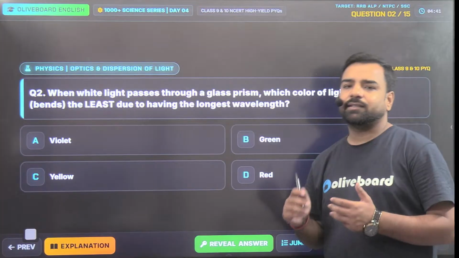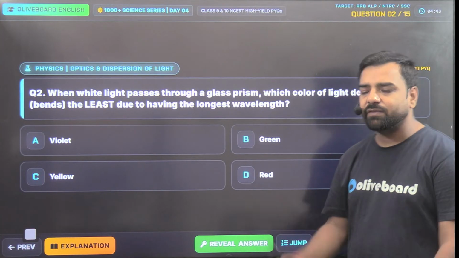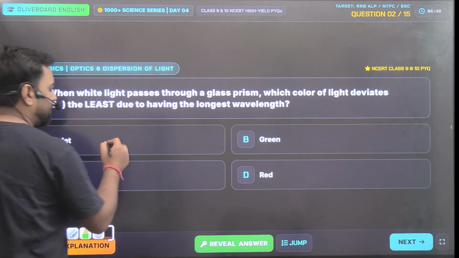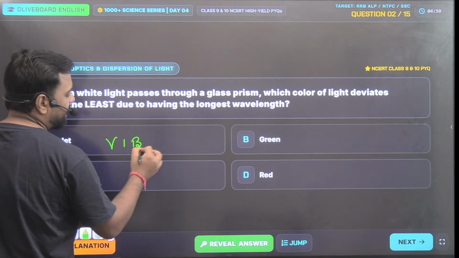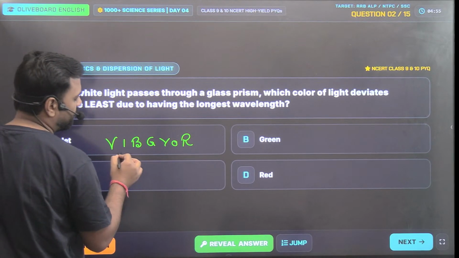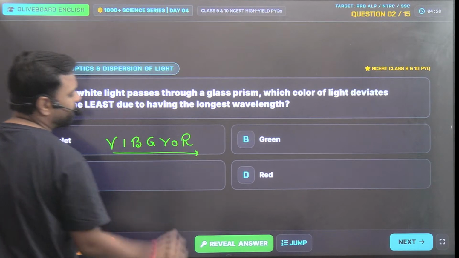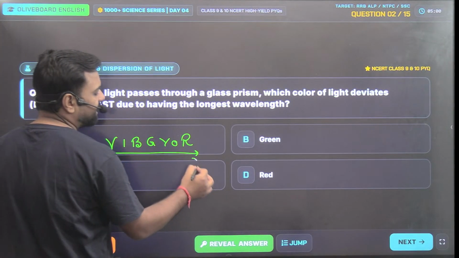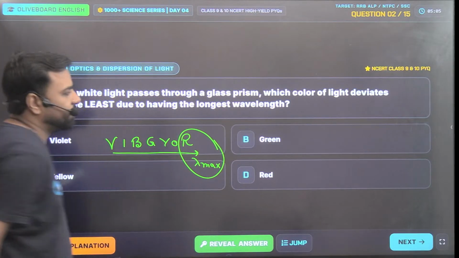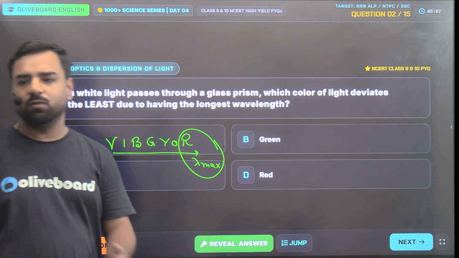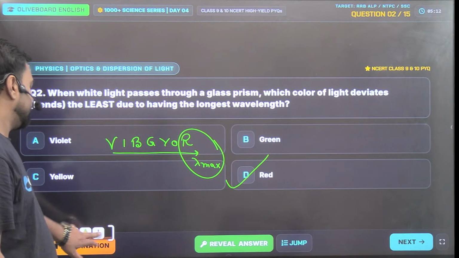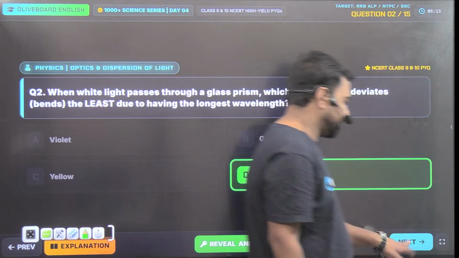The bending will be least because of the highest wavelength. We are aware of VIBGYOR, that means violet, indigo, blue, green, yellow, orange, red. As we move towards the red color, the wavelength keeps on increasing, and the wavelength for the red color is maximum. So for the longest wavelength we can go again with option D. Ankita, you are again correct, and D is the correct answer.